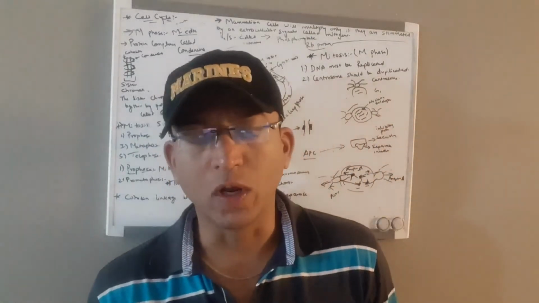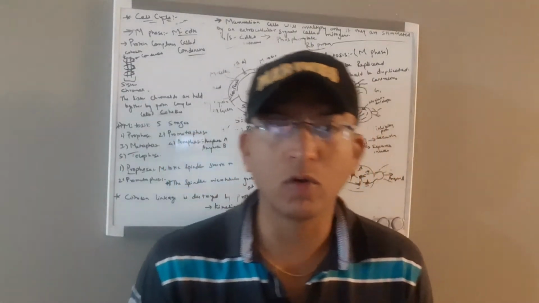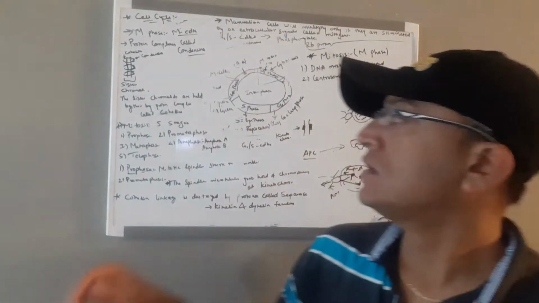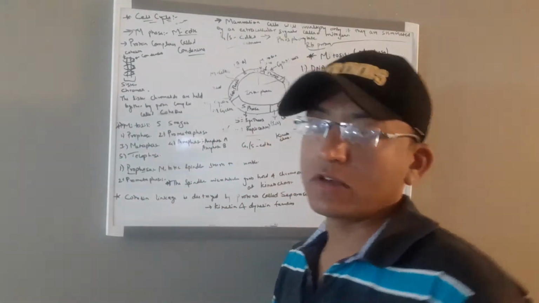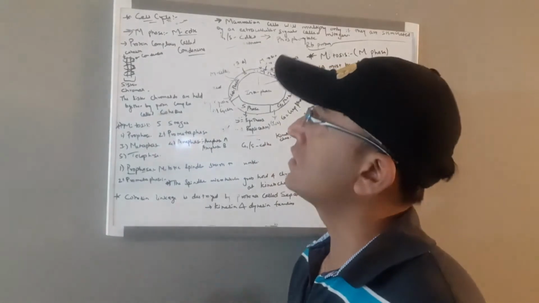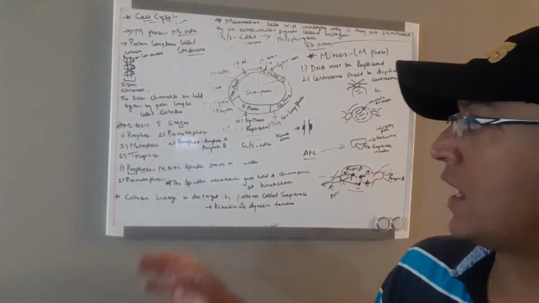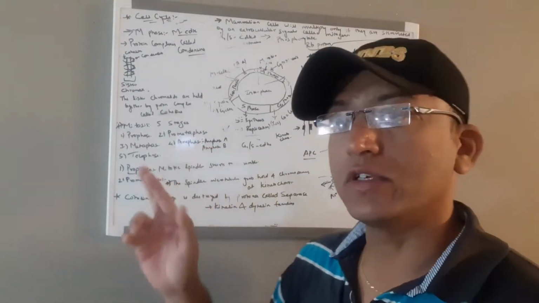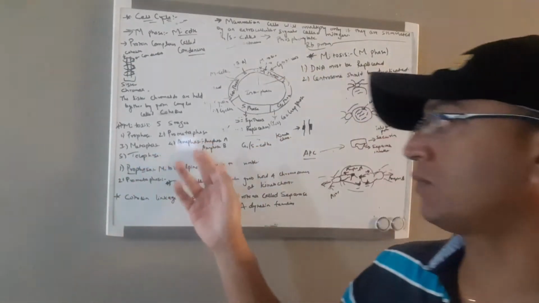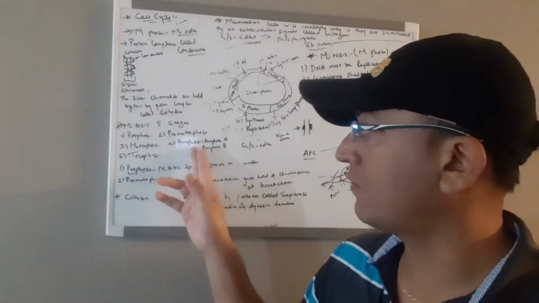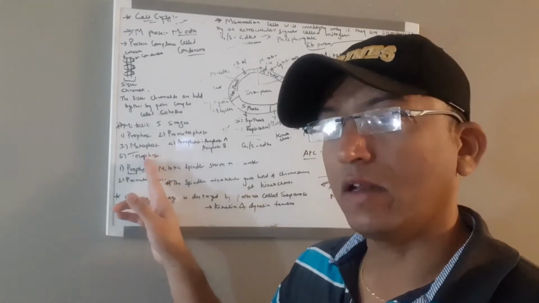Hello guys, welcome back. As you know, we are in the last part of the cell cycle control system. If you saw the previous videos, we are doing the cell cycle. In the last part we studied the five stages of mitosis: prophase, prometaphase, metaphase, anaphase, and telophase.